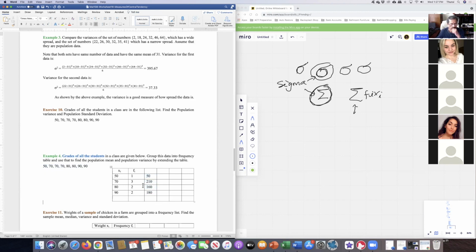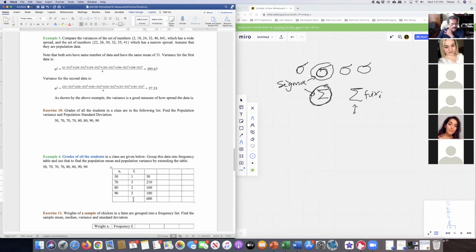So 160, I'm trying to add in my head, 260, 340, 550, 600. Okay, 600. And the sum of the frequencies is 8. So therefore, I can find the mean now as 600 over 8, which is 75.